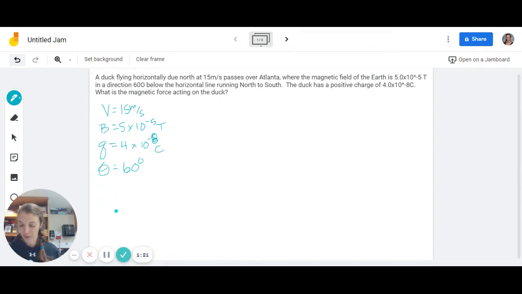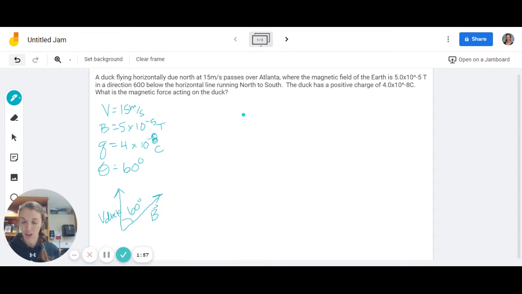So if we drew a picture of this, we have the velocity of the duck going due north. And then 60 degrees below the horizontal. So it would actually be like into the page, but we'll draw it like this. We have the magnetic field. Oh, but magnetic field points from north to south. And remember the Earth has a magnetic south at the north. So the magnetic field will point that way. And then this is 60 degrees.